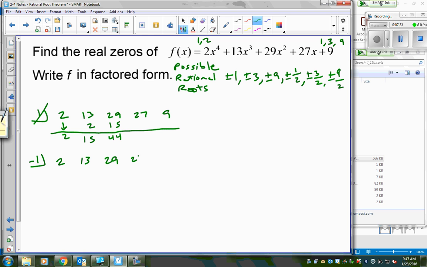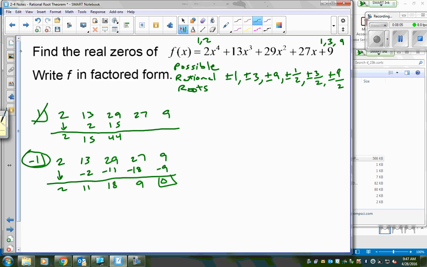I always go in that order. 1, negative 1, 3, negative 3, and so forth. So, all right, let's try this. 2, multiply, and multiply, 18, multiply, that. Look at that. It works. Good. So we found a root, a 0 of the function, right? Or essentially, we just divided by x plus 1, didn't we? Okay, so we found a factor.